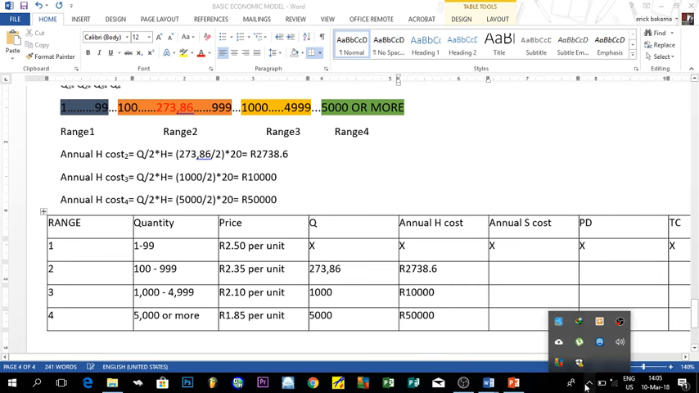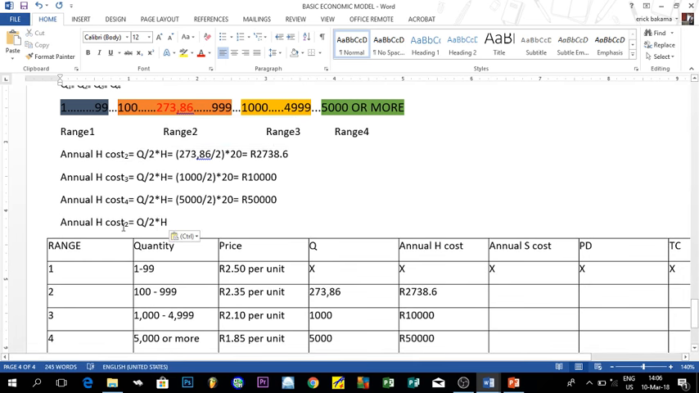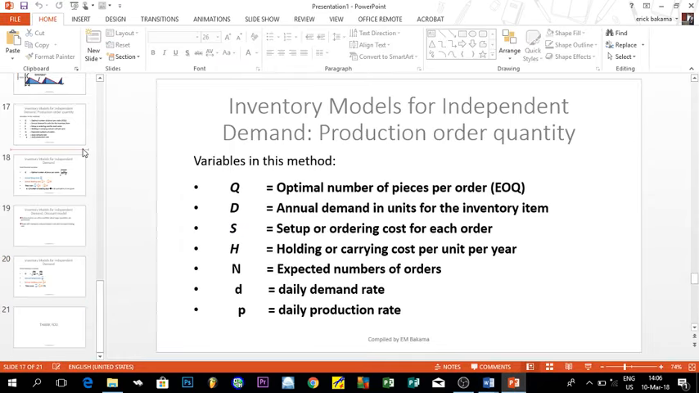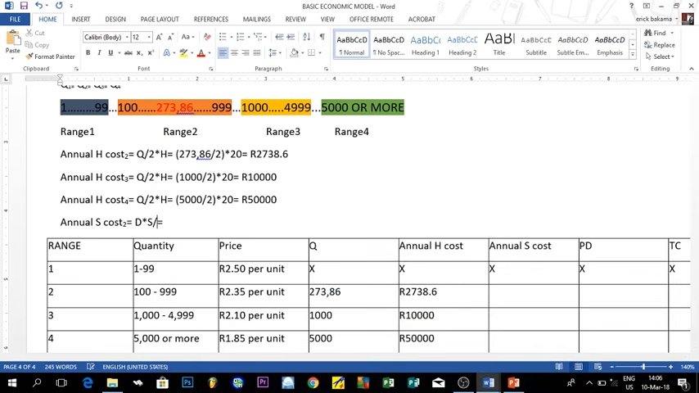So what we're going to do next is to find the annual setup cost. Now remember that whatever we got here was an annual cost, the annual holding cost. So we are going to find the annual setup cost with another formula. So this one here is the annual S cost for 2. The annual S cost formula is D times S, and then we divide everything by 2. Unless I'm mistaken, let me check it again. Yeah, D times S divided by Q. Sorry, D times S divided by Q.